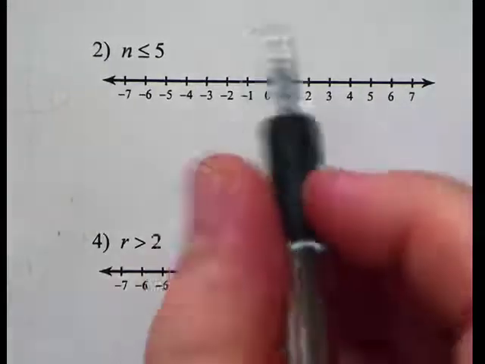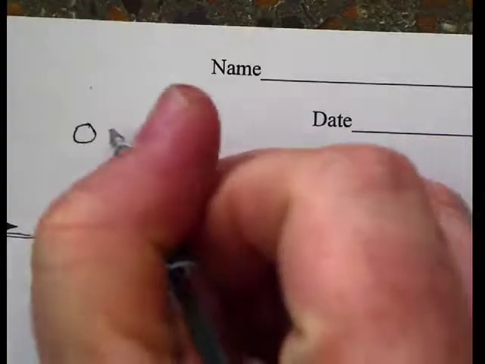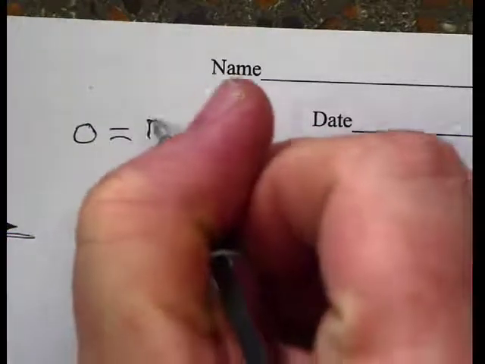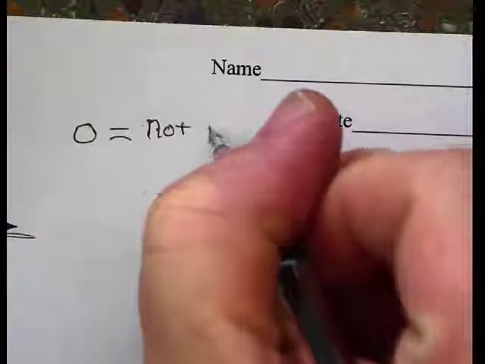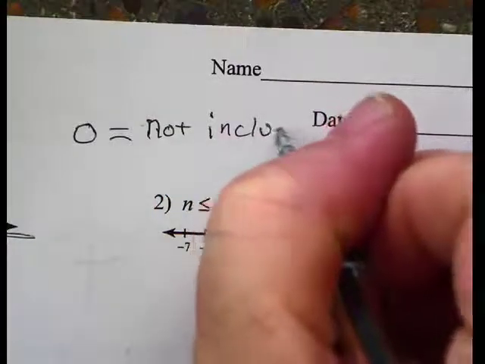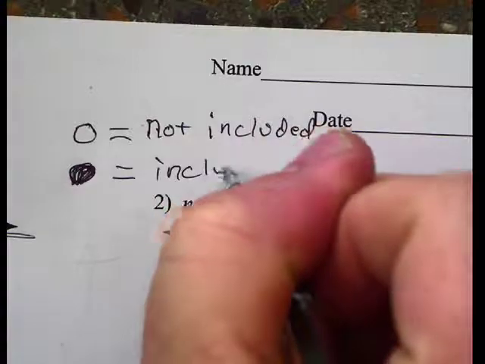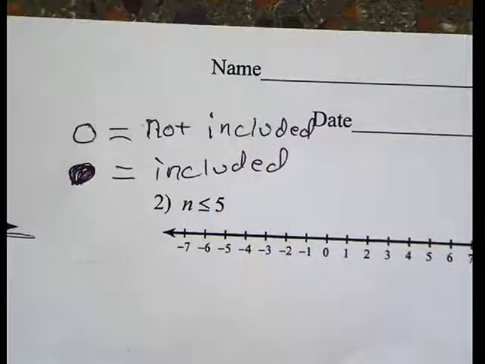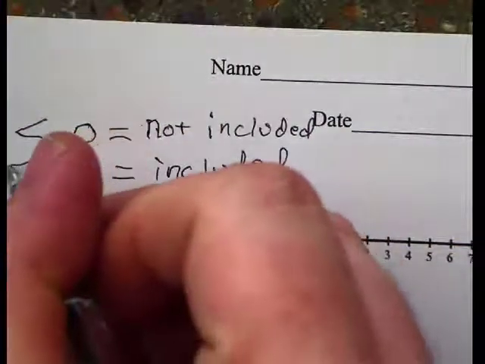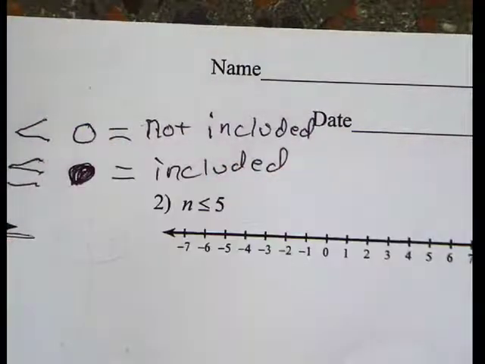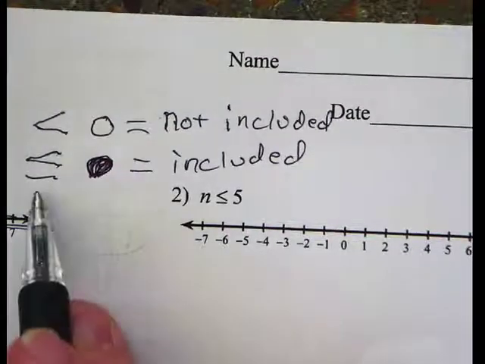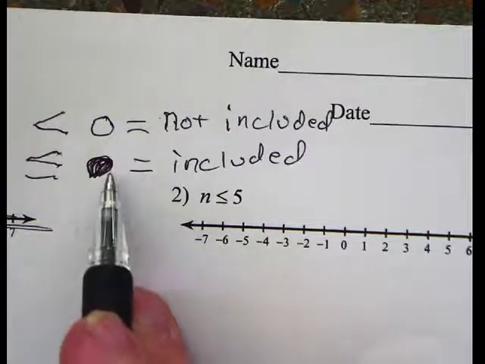n is less than or equal to 5. Now if you remember, an open circle means not included, and a filled in circle means it's included. That's just like saying less than without the equal sign, and this is saying less than with the equal sign. So if you have anything that says equal in it, equal means it's included.